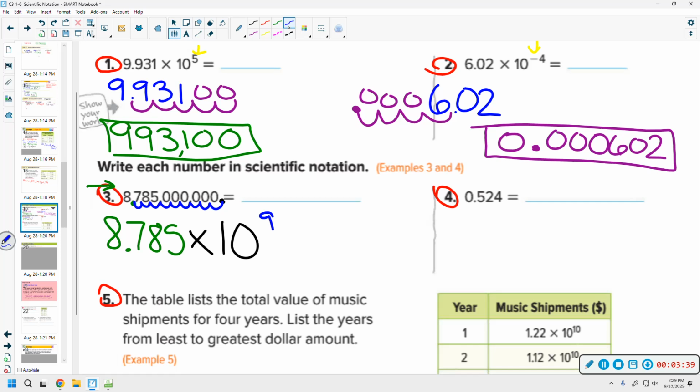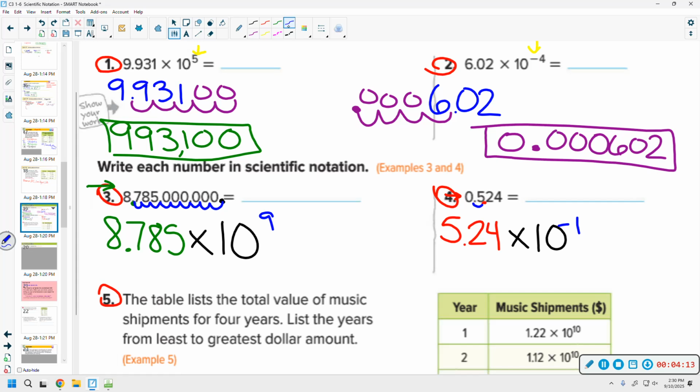Very good. The next one, what's my first non-zero? The 5. It goes after the 5 to make it 5.24. Then I have my times 10 here, to make it in scientific notation. How many times did it move over? 1 time. Is it a positive 1 or a negative 1? Negative 1, because it started small. Anytime it's 0 point something, it's a negative exponent. Any questions on that one?